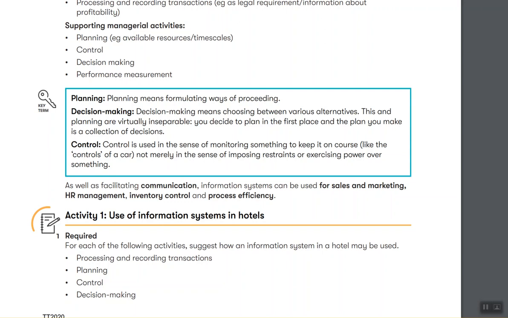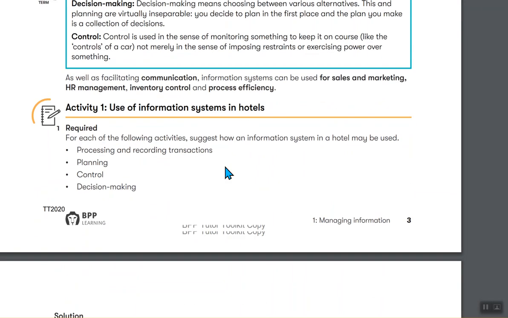Remember, the decision making role of management is ad hoc. It means it is done whenever it is required. But planning and control is done regularly, maybe annually, maybe monthly, depending on the size and the type of the plan and control.